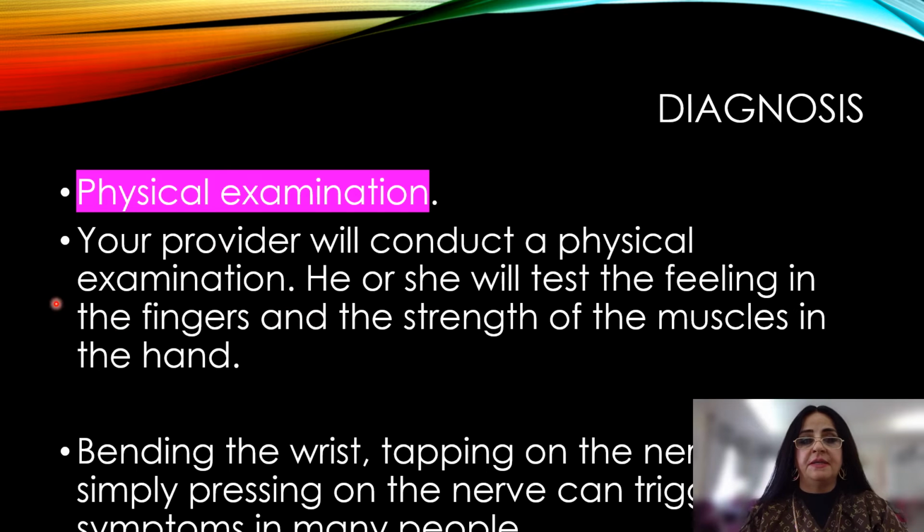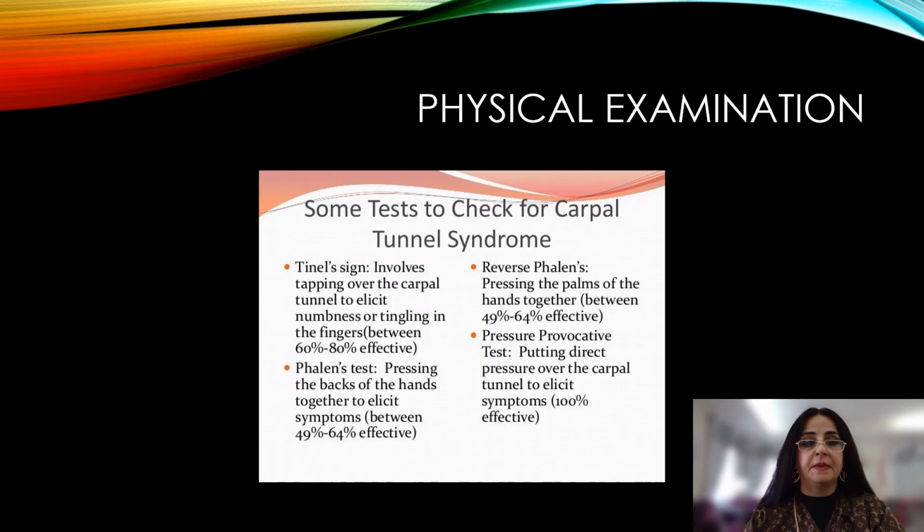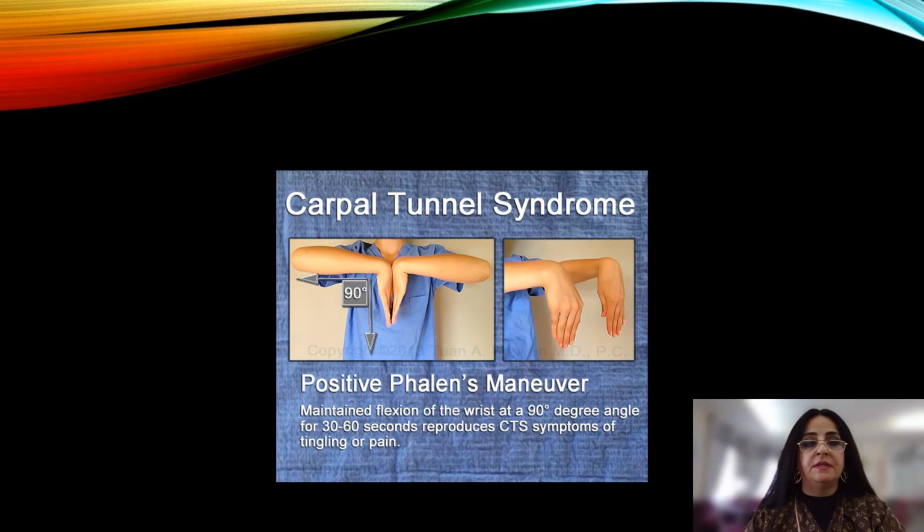There are some physical examinations which the doctor has to do, to find out if it is just the median nerve and which part of the hand is involved, or if there are symptoms in the little finger or other parts of the hand as well. There are two specific tests, Tinel's sign and Phalen's test. Let's see what these tests are.